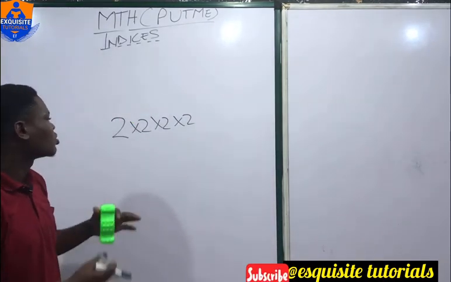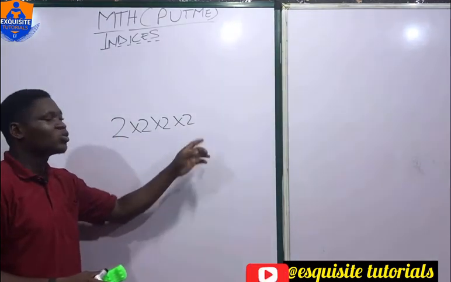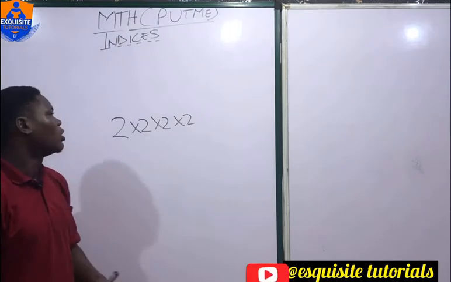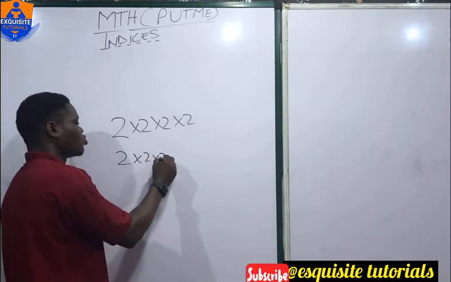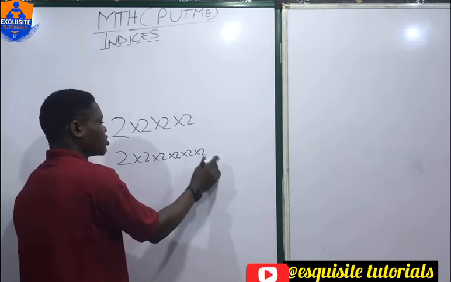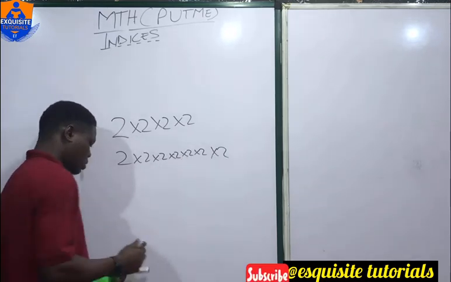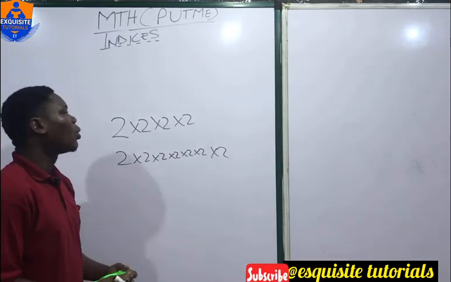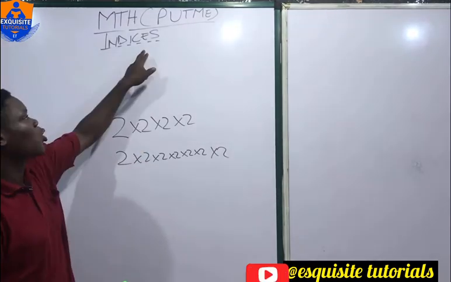Now, if you have something like this and you want to tell a friend this, how do you reduce the stress of writing 2 times 2 times 2 times 2 into 4 places? Or let's say you want to tell a friend 2 times 2 times 2 times 2 times 2 times 2 times 2. 1, 2, 3, 4, 5, 6, 7. How do you reduce the stress of writing this? This is where indices comes into place.